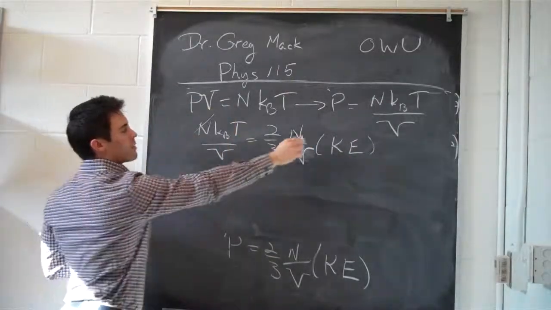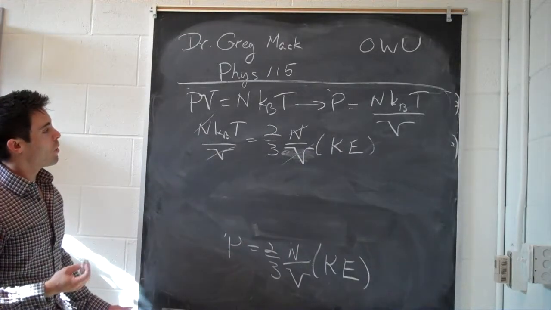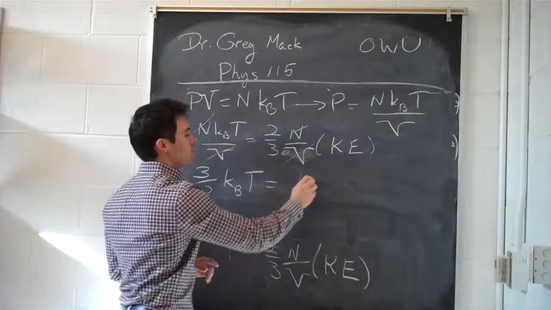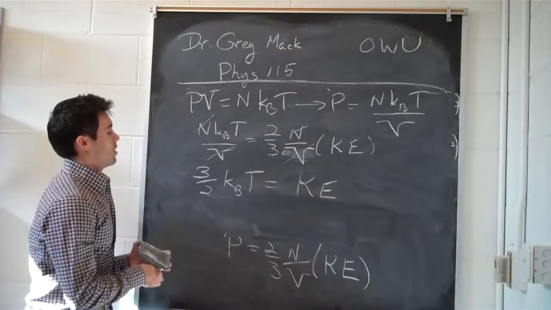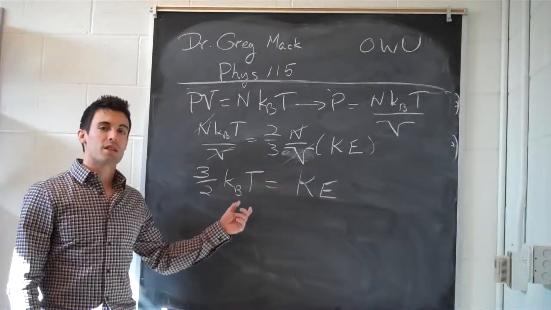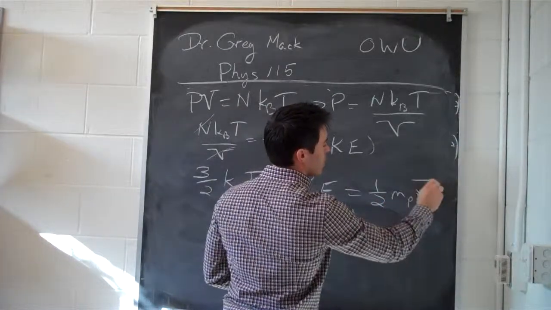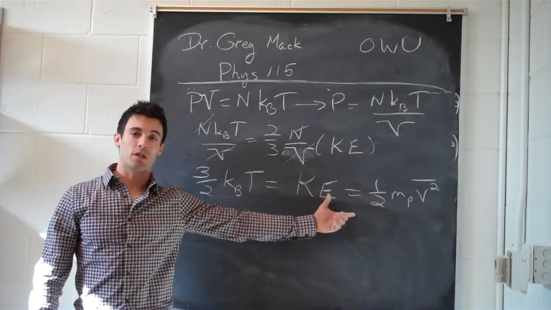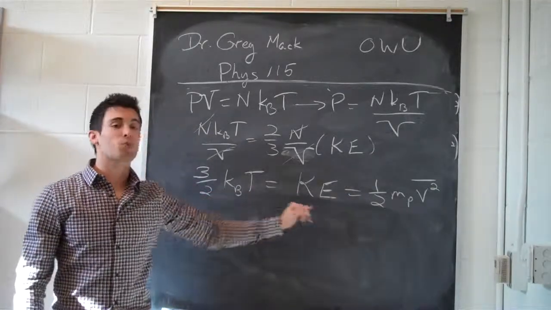So this N cancels with this N, this V cancels with this V, and what are we left with? We are left with the fact that 3/2 kBT is equal to the kinetic energy. So the temperature really is a measure of the kinetic energy of a particle. Because as the temperature goes up, the speed goes up. The kinetic energy increases. If the temperature goes down, that means that the speed is lower. So the temperature and kinetic energy are directly related.